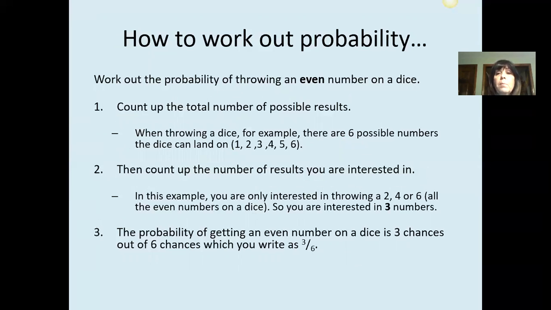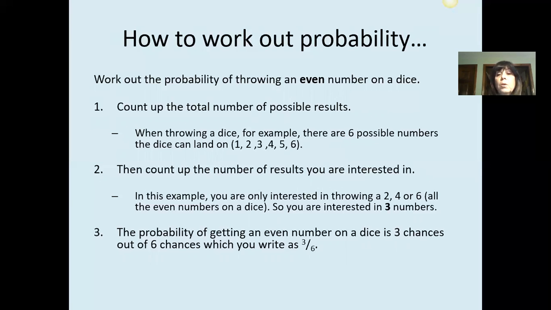So here's an example if I have a die. If I want to throw an even number on the die, first of all, I would look at the total number of results. On a die, you can have 6 different things that happen. So you can get a 1, a 2, a 3, a 4, a 5, or a 6. That is actually called the sample space, and it is a list of all the possible outcomes.